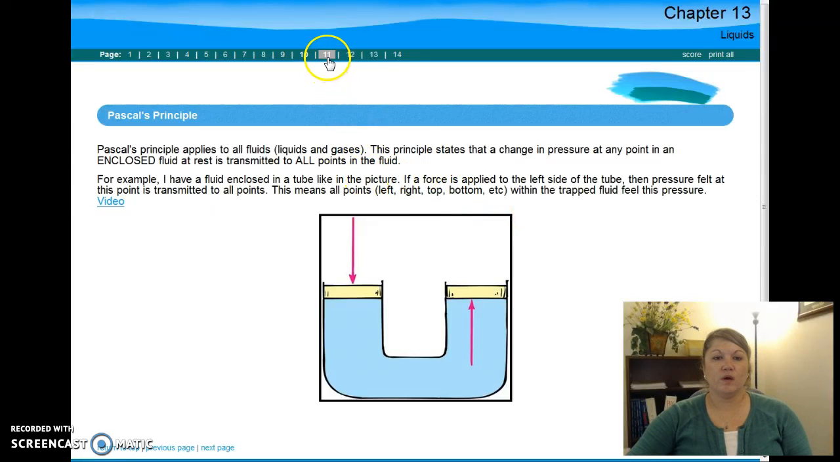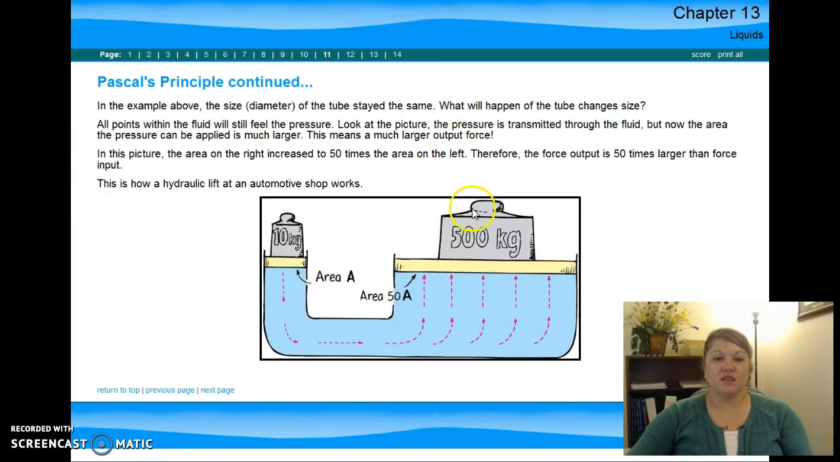Alright, that's pretty cool. And we can take that idea, and then if we make the two sides of the tube different, look at that. Now we just increase the area by 50 times. All of that force is still getting distributed to every little particle, every point of fluid in there. And now it's got an area 50 times bigger to act on. Well, it can now lift with a force 50 times greater. That's the whole idea behind hydraulic lifts that you see in mechanics offices, garages. It's pretty cool.